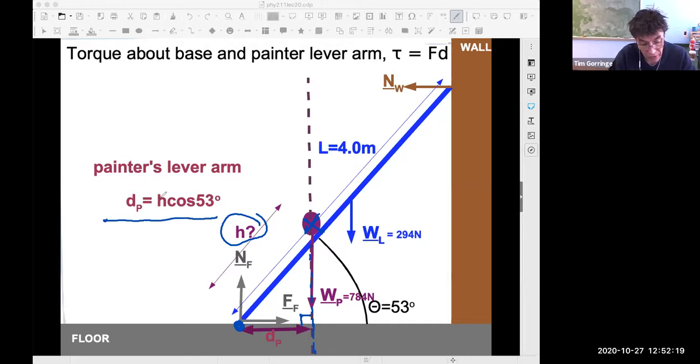So this time, it's not a number. I'm not calculating a number for the lever arm of the painter, but I am calculating an expression for the lever arm in terms of the painter's height up the ladder. And so that's the third lever arm that I need.